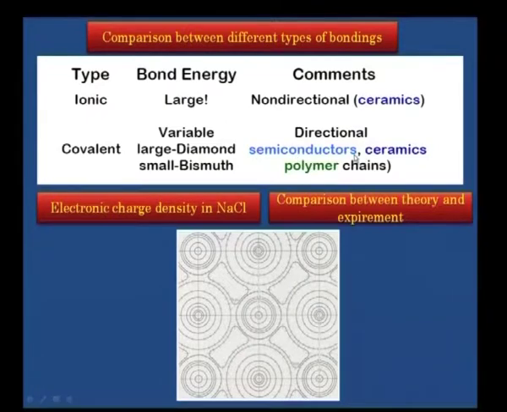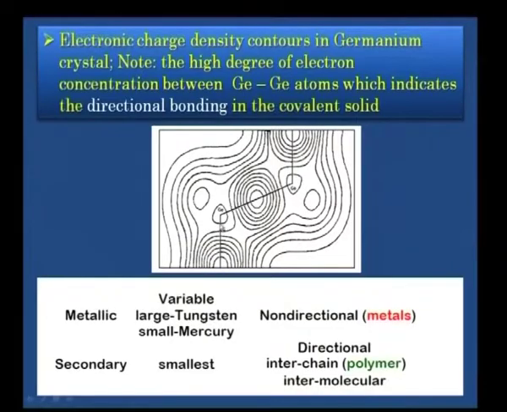In the case of semiconductors, the bonding is directional, right? That is what I told you now. In the case of germanium, which is a semiconductor, the electronic tendency is found to be very large along this direction, indicating that the bonding is highly directional. That is a very important point. Electronic charge density contours in germanium crystal: note the high degree of electron concentration between germanium-germanium atoms, which indicates the directional bonding nature of the covalent solid. In any covalently bonded solid, the bonding will be highly directional.